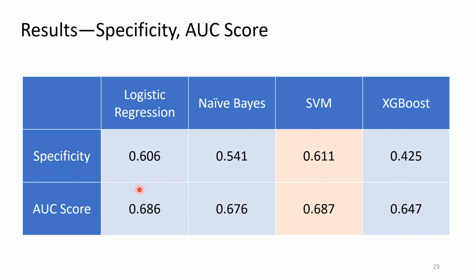Let's go to the specificity. As for specificity and AUC score, the support vector machine achieved the highest score. Here again, not so excellent, but the support vector machine achieved the highest. Since specificity is important in this kind of business problem, as I said before, we can say that the support vector machine works better than other classifiers in this project.